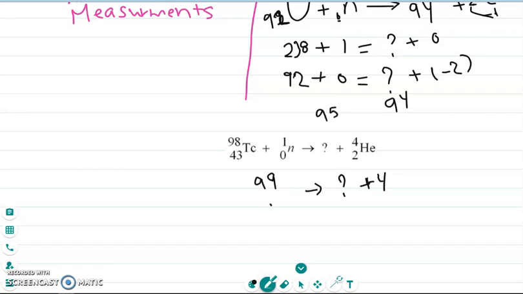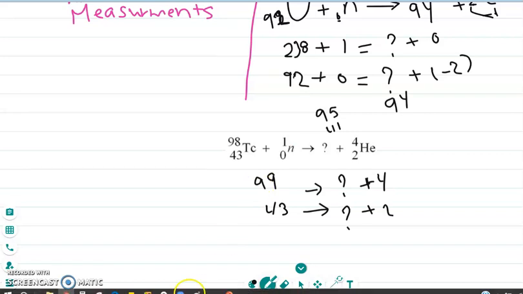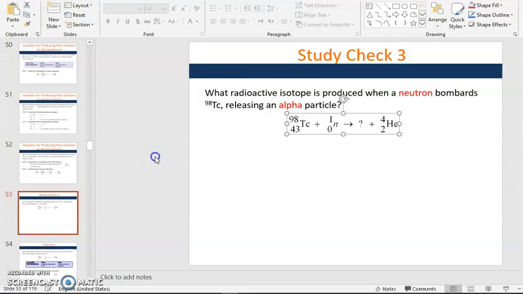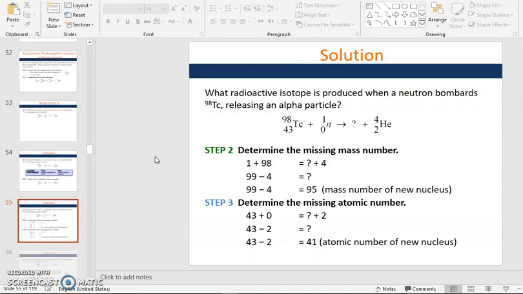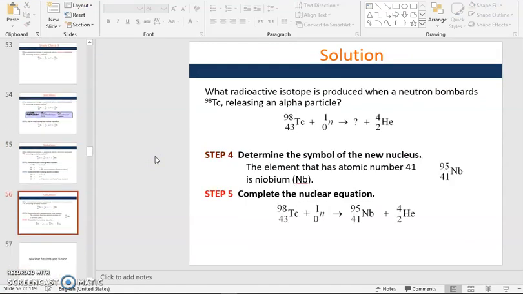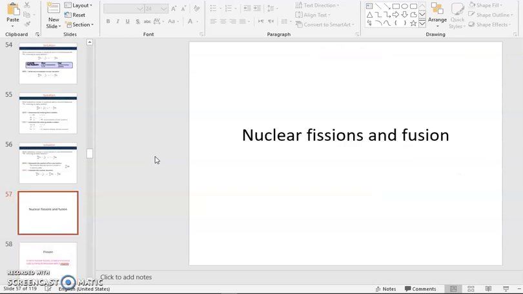The bottom part is 43 plus 0 is 43, equal to what? Plus 2. So the result will be 41. So we go to the periodic table and find the 41, and there will be Nb from the periodic table.